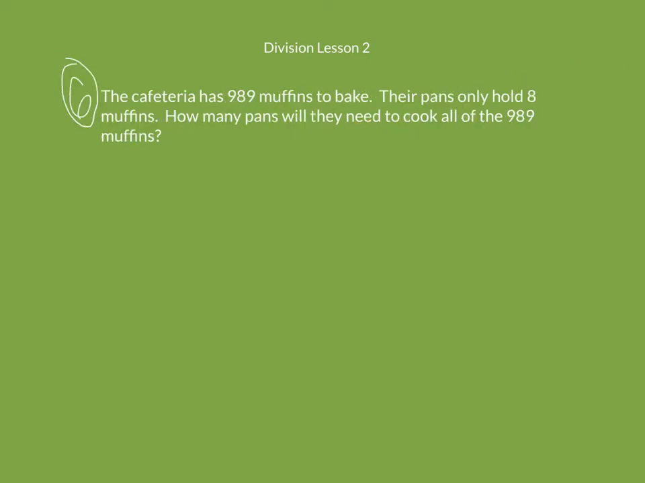Okay, here is problem number 6. It looks like the cafeteria is doing a lot of cooking. So go ahead and stop the videotape, read the problem, solve the problem, and then restart the videotape to check your answer. Okay, off you go. So the cafeteria has 989 muffins to cook, but they can only put 8 on a pan at a time. So we've got 989 muffins in all, with 8 going on a pan at a time.